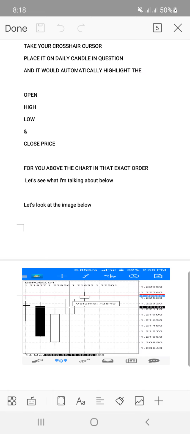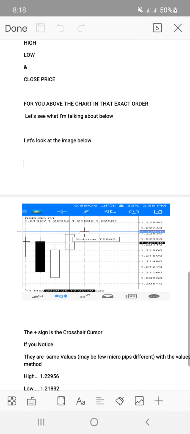So another easier way of getting those values, without actually having to use your crosshair cursor to touch the high, the low, the open and the close of the candle, is to just carry the crosshair cursor and put it on the candle you want to get those values from. Just put the crosshair cursor in the middle of the candle of interest.